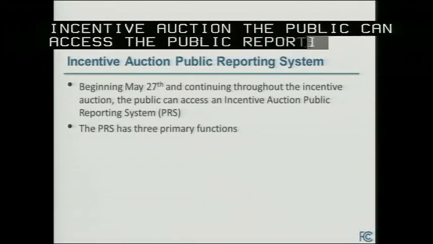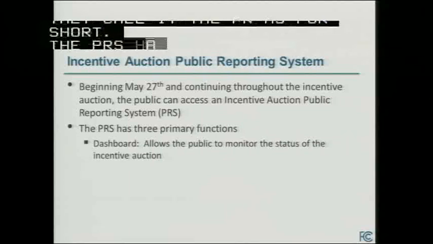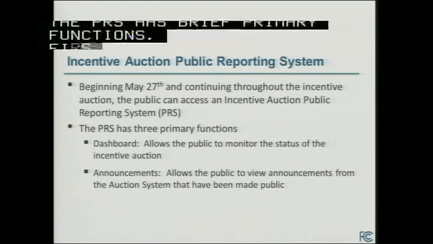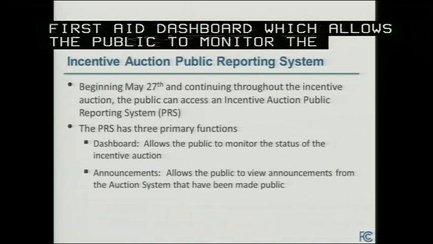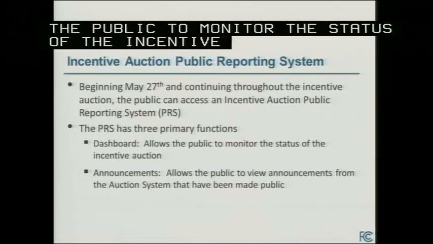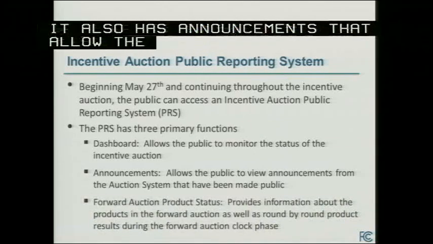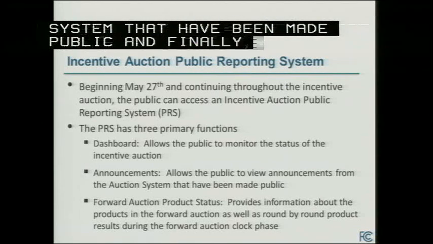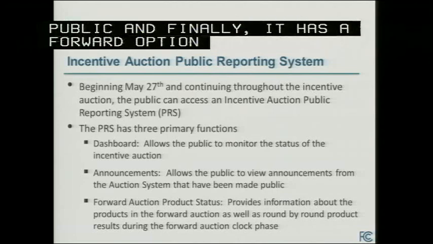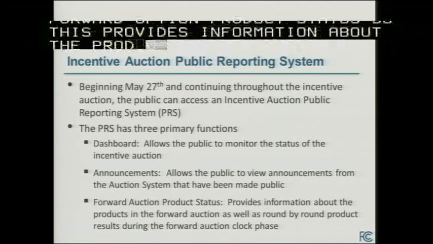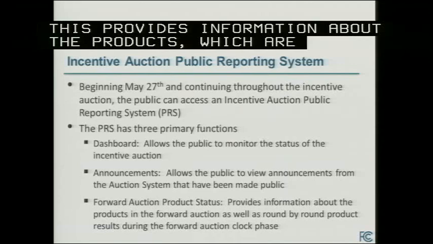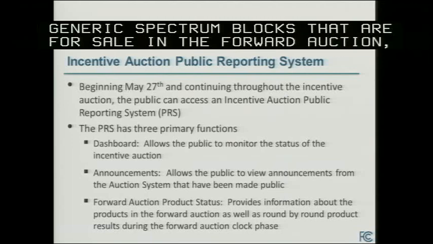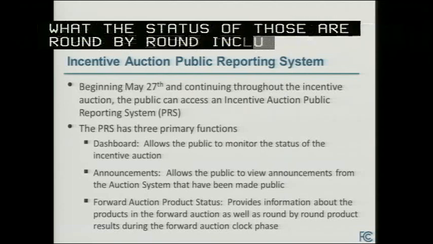The PRS has 3 primary functions. First, it has a dashboard which allows the public to monitor the status of the incentive auction. It also has announcements that allow the public to view announcements from the auction system that have been made public. And finally, it has a forward auction product status. So this provides information about the products, which are the generic spectrum blocks that are for sale in the forward auction, what the status of those are round by round, including things like the current price, what the demand is for those products.